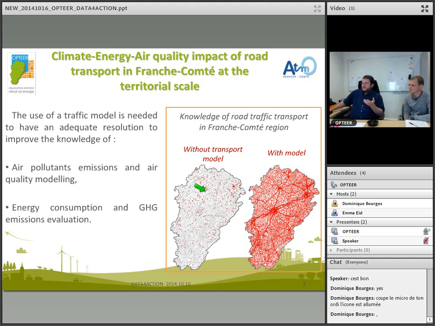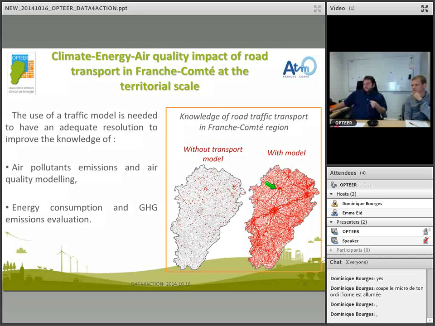From the beginning, we use this model because it allows us to get a reliable depiction of the traffic on the road network. I mean, if we only had the traffic counts, we wouldn't be able to do very much. And this is especially important in air pollutant emission and air quality modeling, which is the origin of the structure that hosts the observatory, Atmo Franche-Comté, which is mainly an air quality monitoring organization. But also, it allows us to give a better evaluation of energy consumption and greenhouse gas emission.